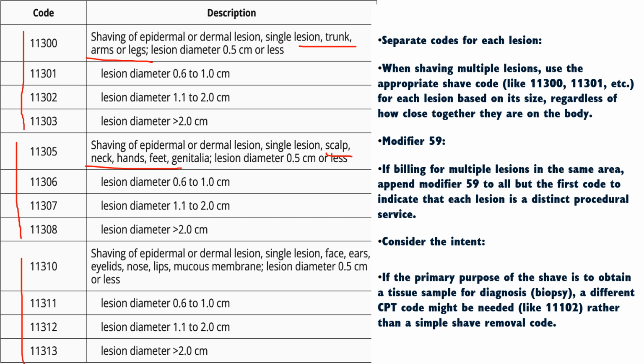Then we put the modifier 59 if billing for multiple lesions in the same area. Append the modifier 59 to all but the first code to indicate that each lesion is a distinct procedural service. And if the primary purpose of the shave is to obtain a tissue sample for diagnosis, a different CPT code might be needed, and that is 11102. So if it is for diagnostic purposes, then we write the tangential biopsy code, not this shaving code. So these are the three very important points that you must remember as far as the shaving codes are concerned.